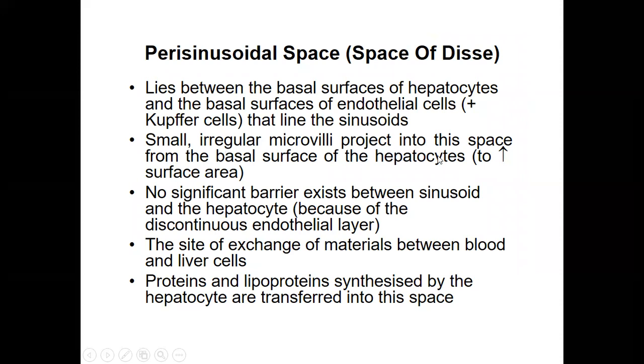What is the importance of these irregular microvilli? They increase the surface area. And there is no significant barrier between the sinusoid and hepatocyte, because of the discontinuous endothelial layer. What is the function of the perisinusoidal space? It acts as the site of exchange of material between the blood and the liver cells, where the protein and lipoprotein synthesized by the hepatocyte are transferred into this space.